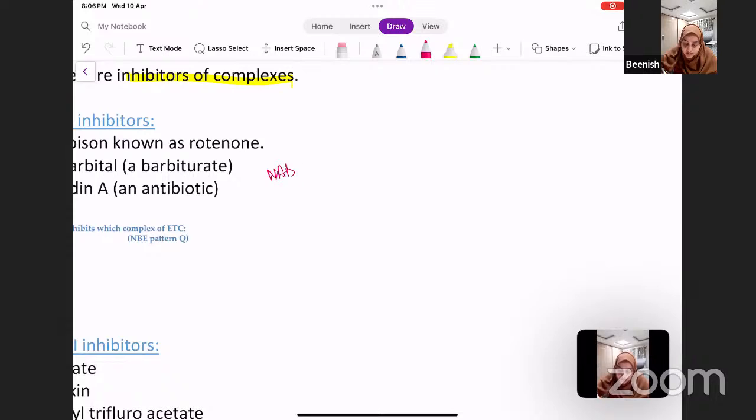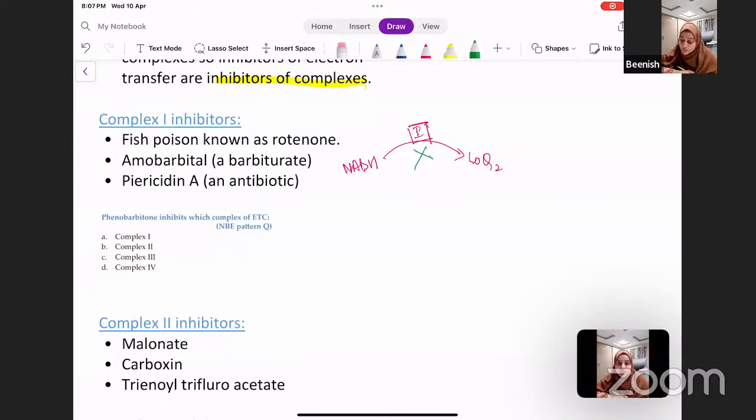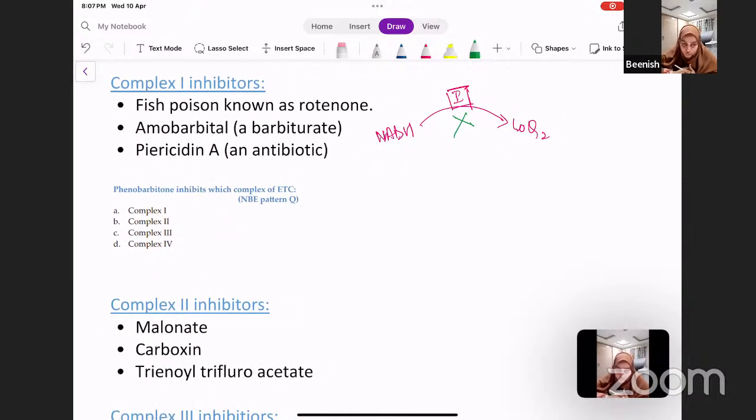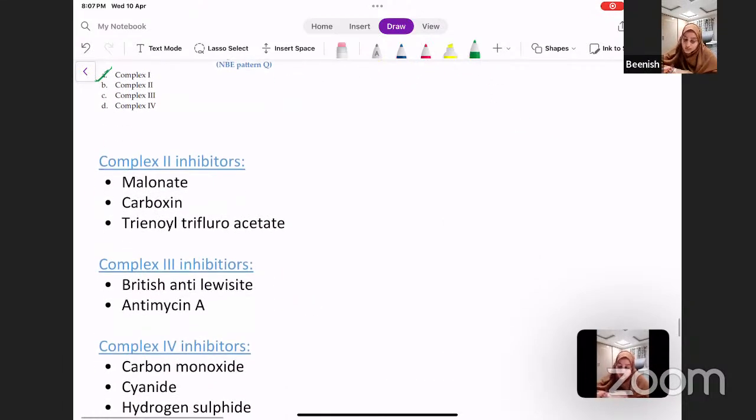So your NADH gives its electrons to coenzyme Q via complex 1. So in this case, there is inhibition at this level, okay? And these are the inhibitors of complex 1. Now, phenobarbital inhibits which of the following complexes of electron transport chain? Complex 1, complex 2, 3 or 4. So, your answer will be complex 1, okay, because it is a barbiturate. Now, complex 2 inhibitors are malonate, carboxin, and thenoyltrifluoroacetone. Okay.